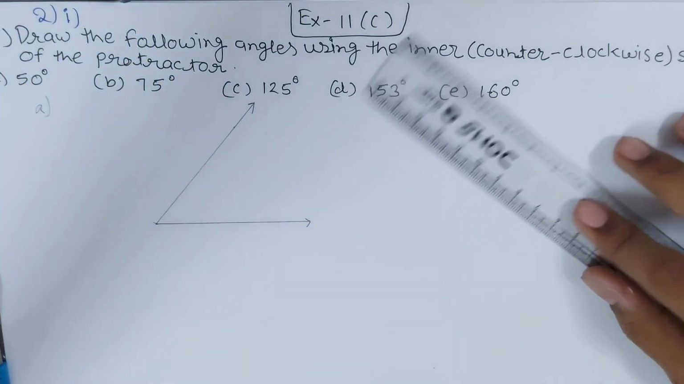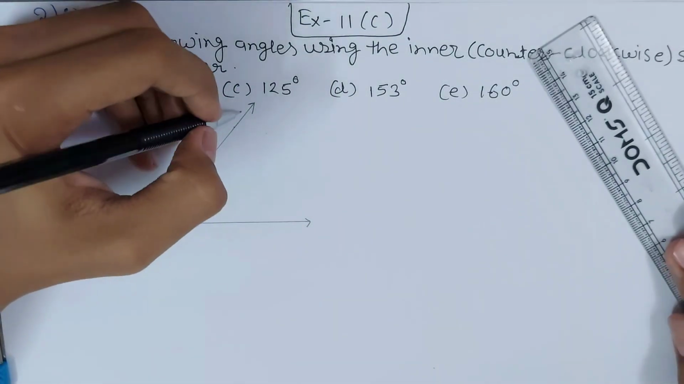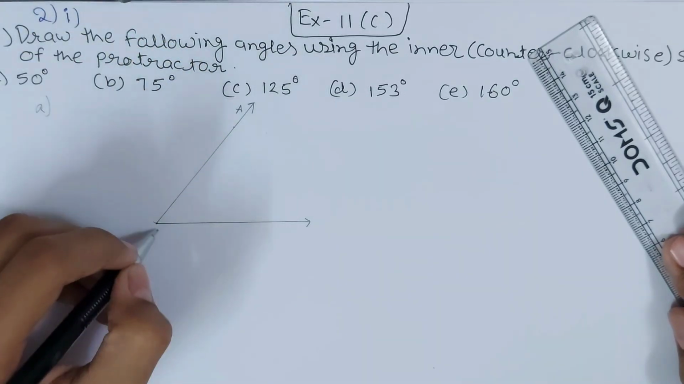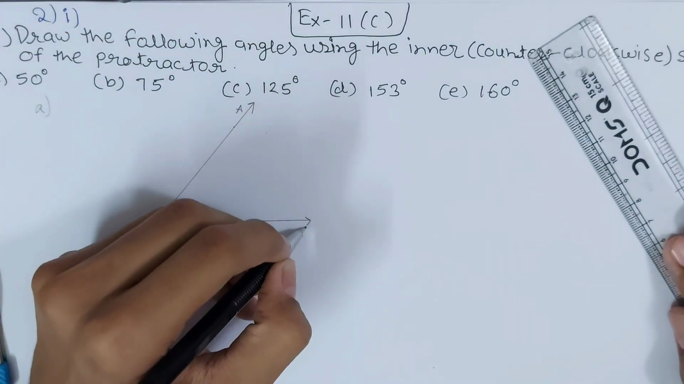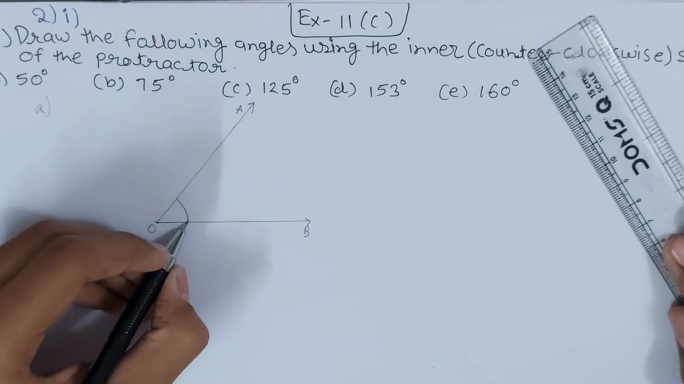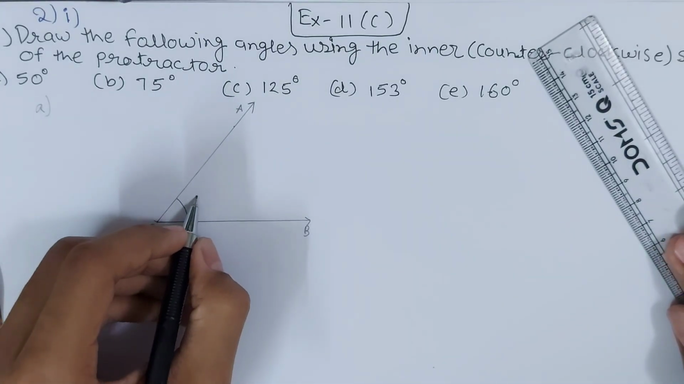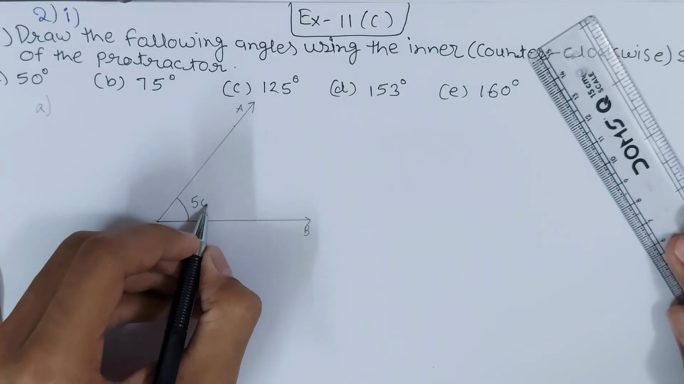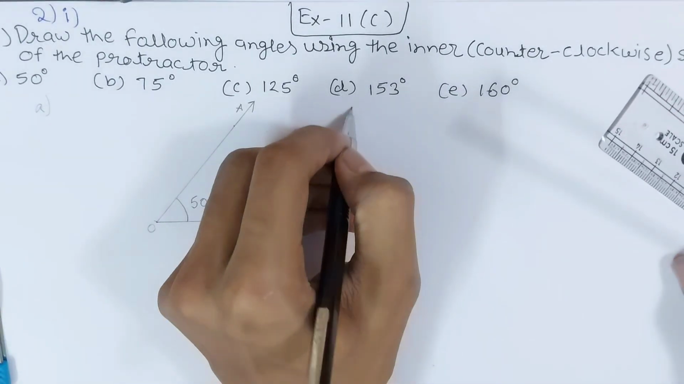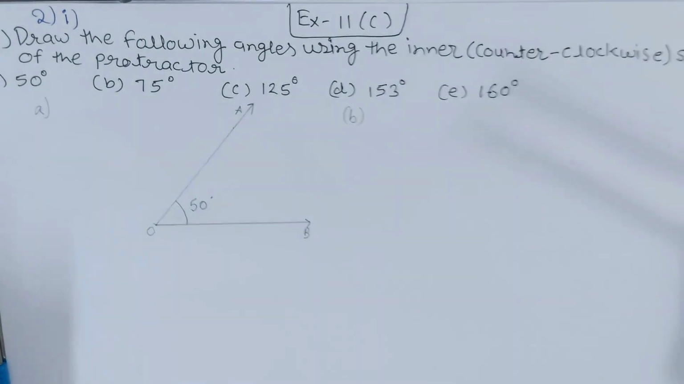If you want, you can give the names also. Let's say this is A, this is O, this is B, although it's not needed. Actually, giving names is important. And here you can write 50 degrees, mark it here as well. Next part is 75 degrees. Same way you'll do it, I'll make it over here as well, part B. I have to make 75 degrees here.